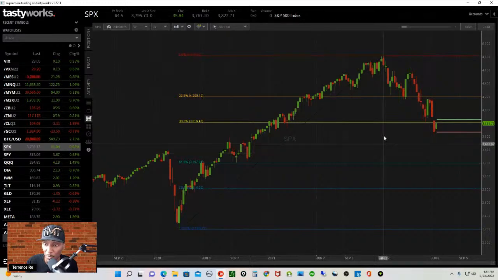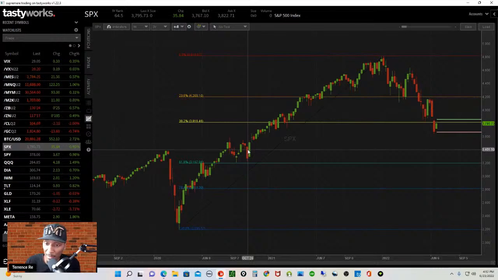So that's my sweet spot in here. And you can also see that this was the high that was taken out during the high of COVID. And then you had the low, and then it came out and took out this high. So this is a heavy support level right here, right around 3,400, right?